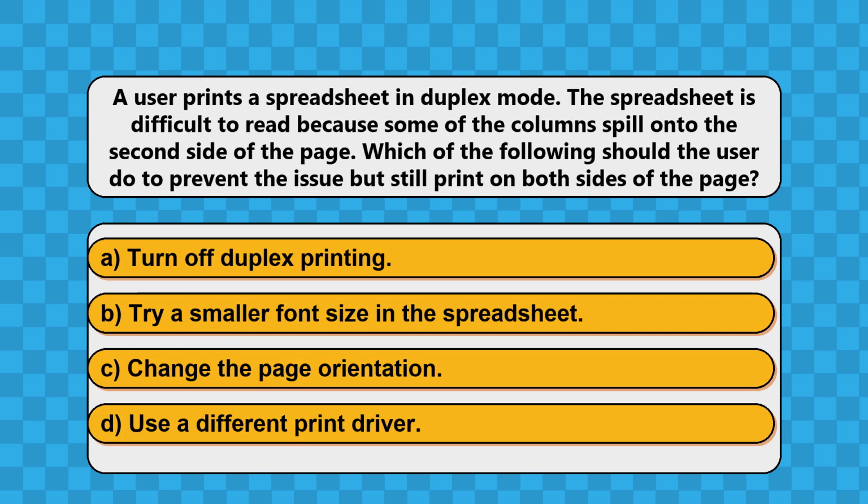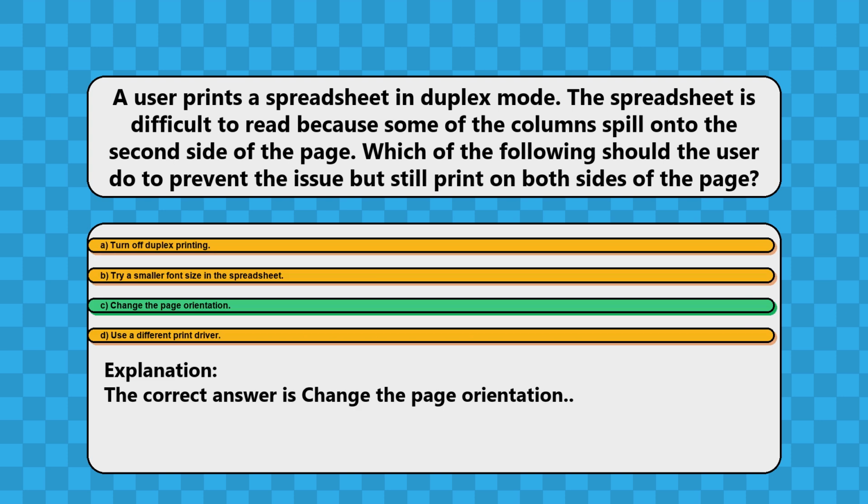Question 41. A user prints a spreadsheet in duplex mode. The spreadsheet is difficult to read because some of the columns spill onto the second side of the page. Which of the following should the user do to prevent the issue but still print on both sides of the page? Option A. Turn off duplex printing. Option B. Try a smaller font size in the spreadsheet. Option C. Change the page orientation. Option D. Use a different print driver. The correct answer is option C. Change the page orientation. The correct answer is change the page orientation.